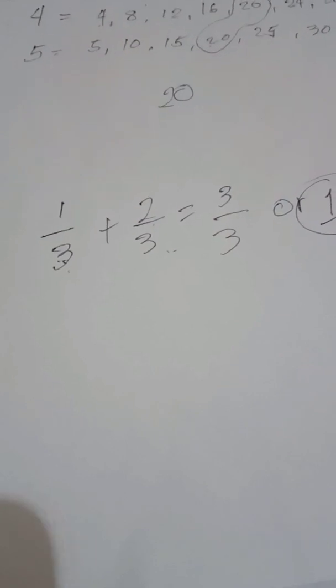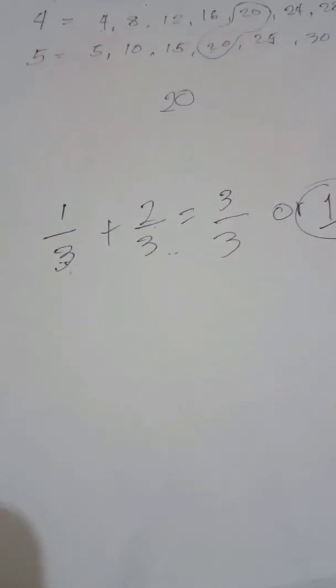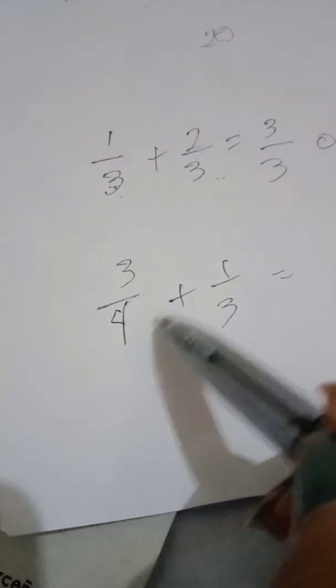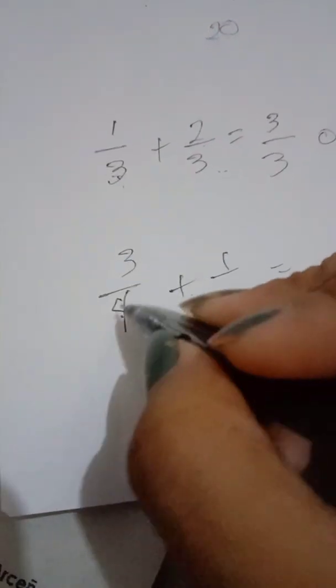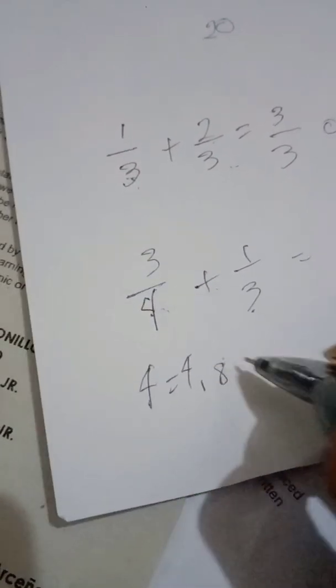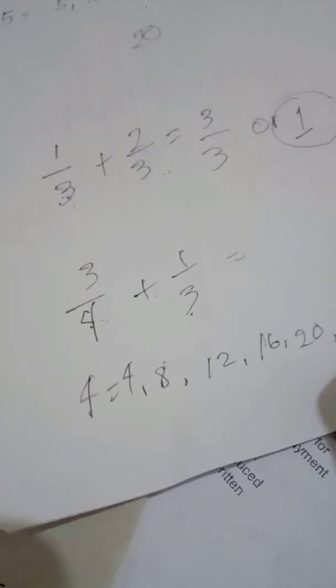And we have the next example here. Another one with dissimilar fractions. Okay? So we've got 3/4 plus 1/3. So let's get the LCM of 4 and 3. Let's keep count by 4 first. So 4, 8, 12, 16, 20, 24, 28, and so on.